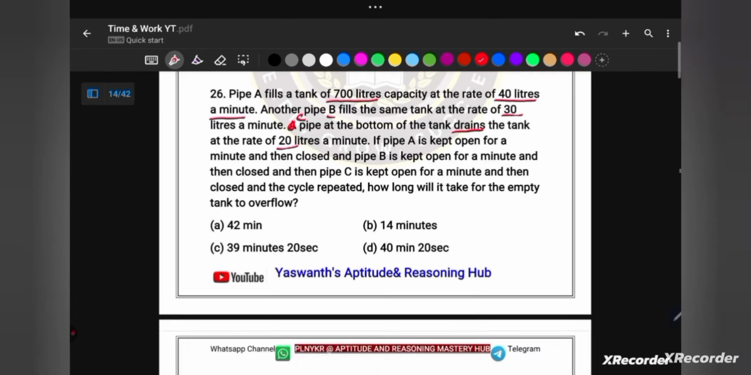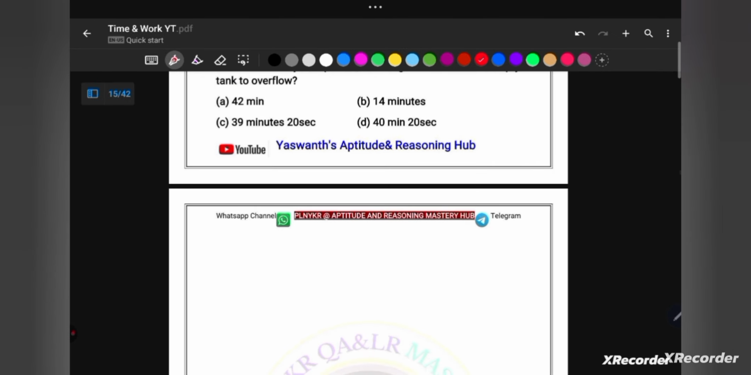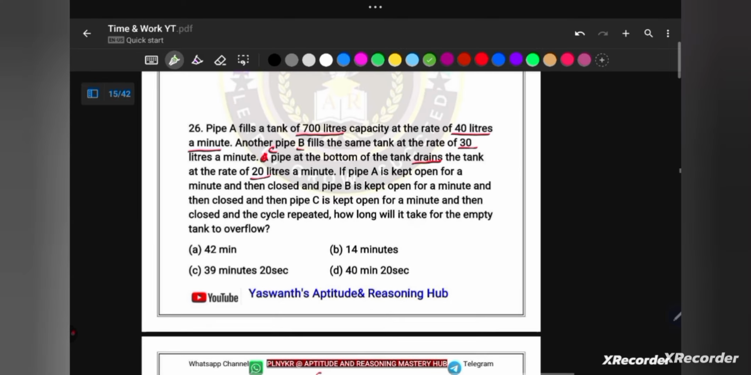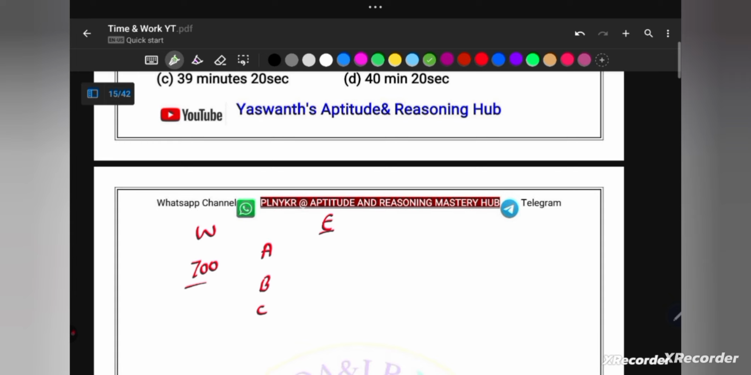So we'll be writing the given information here. Clearly the work is 700 liters. Coming to efficiency, how many pipes? A, B, C. Their work rates are 40, 30, 20. 40, 30. Whereas C is doing negative work, so it will be minus 20.